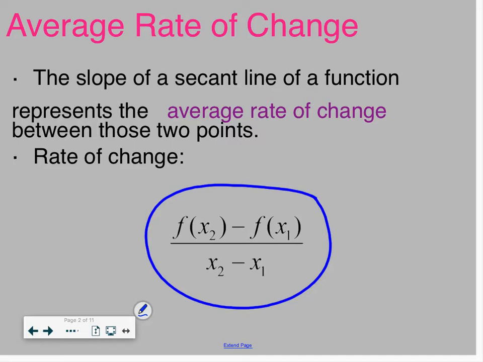Good reminder for today. Those of you who continue your mathematics past pre-calculus, rate of change is going to be a very important phrase, and I really need you to associate that with the word slope. Rate of change equals slope.